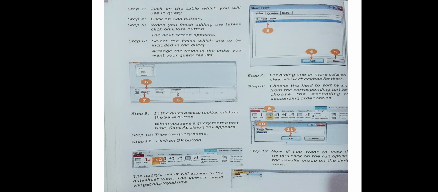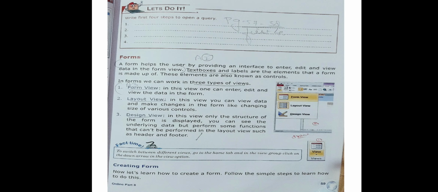Then 12th step is, now if you want to view the result, click on the Run option to view the result from the design view. The query result will appear in the datasheet view. The query result will get displayed. Now let's do it. Right, for the first 4 steps to open a query, we have to do this in the notebook.